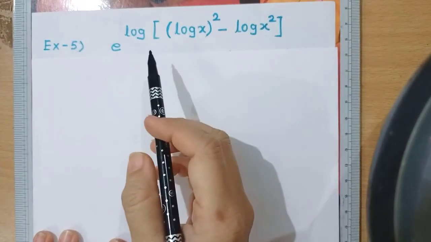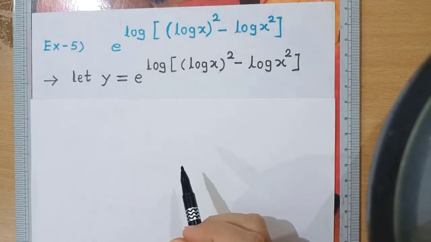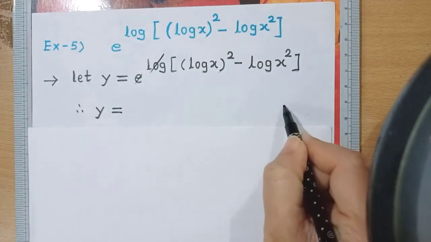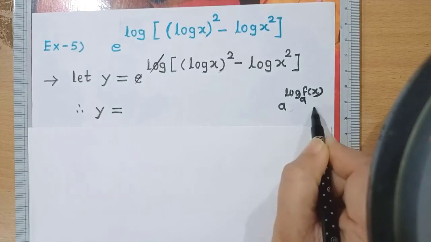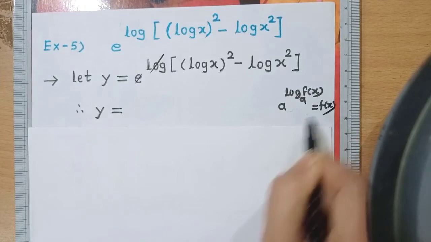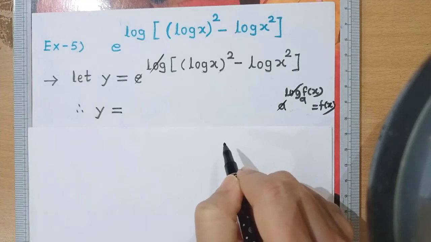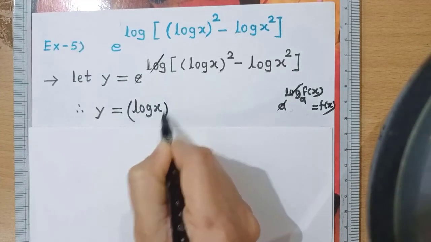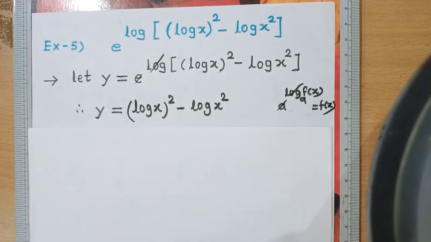Now we have this fifth example, and as usual our first step is let y is equal to the given function. Now here e raised to log gets cancelled by the rule a raised to log of f(x) to the base a equals f of x. Here this log and this a get cancelled. So here log of x bracket square minus log of x square is the y function.